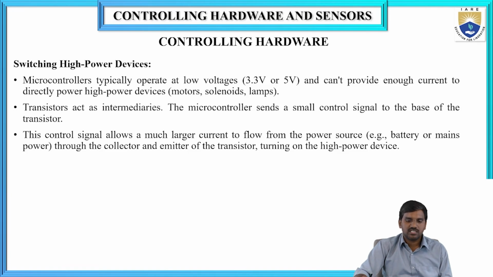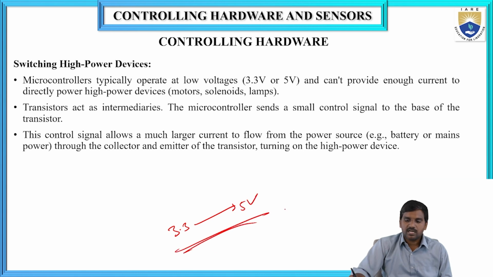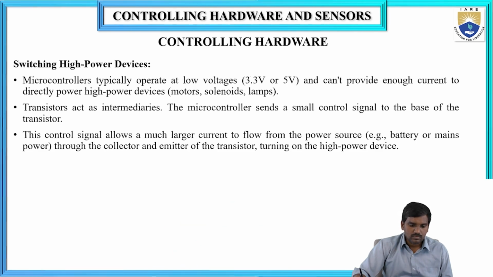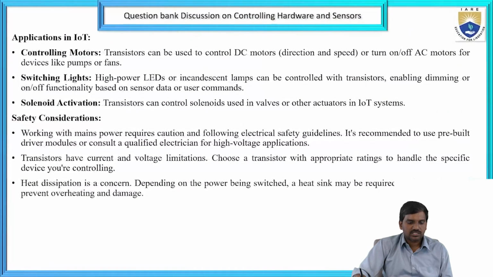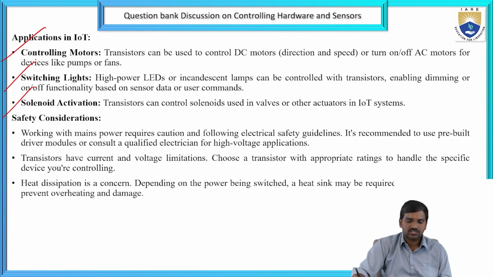Switching high power devices: it operates at low voltage, that is 3 volts to 5 volts, so it cannot provide enough current to directly power high power devices like motors, solenoids or lamps. And applications of IoT: controlling motors, switching lights, solenoid activation. A transistor can control solenoids used in valves or other actuators in IoT systems.